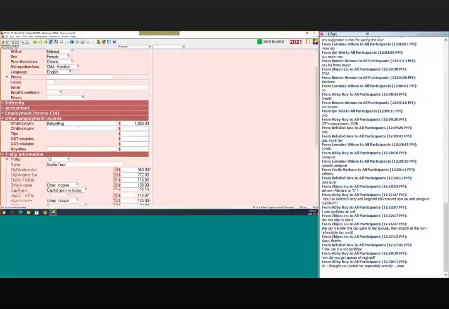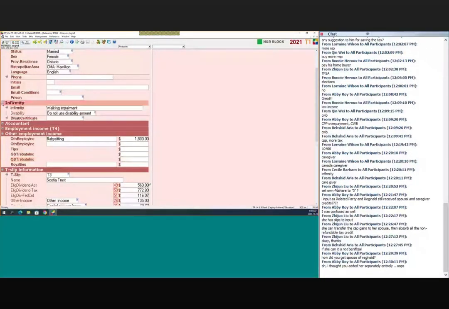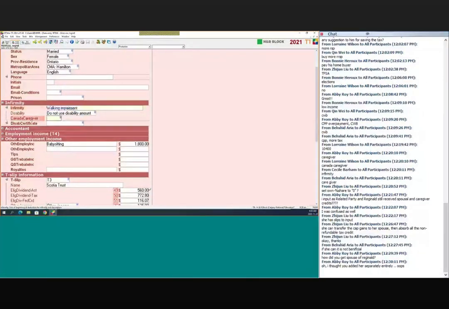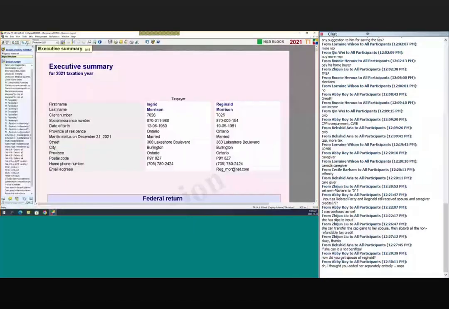Yeah. Okay, so that is her data entry, but we also have the fact that she has an infirmity. So we're going to select infirmity, and they did mention in the problem what it is. It's a walking impairment, but we know that the disability amount, she cannot claim it. But this is how, and again, we could answer yes to the caregiver, but we don't need to because the software is automatically going to add it.